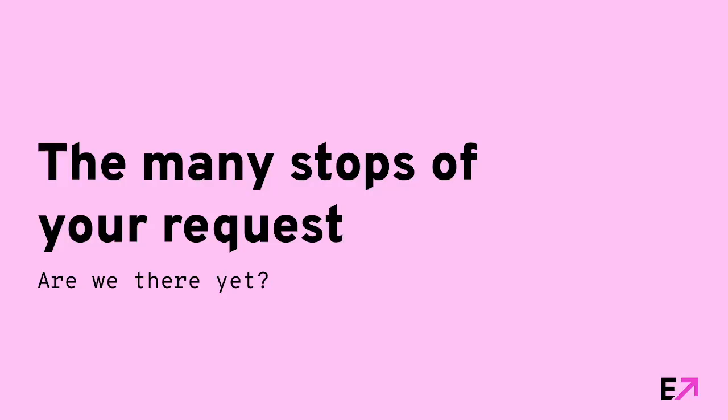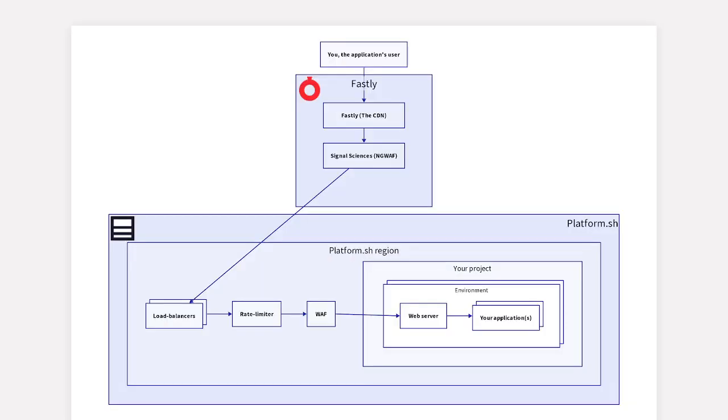So let's talk about the many stops of your request. Here's the schema, and it starts here. You're the application's user. I'm using the Fastly example here because this is the one that most enterprise and elite customers will use, because Fastly is included with Platform.sh. So you go through Fastly, the CDN. This is where rate limiting at the Fastly level would happen. And then you go through, of course, the cache.